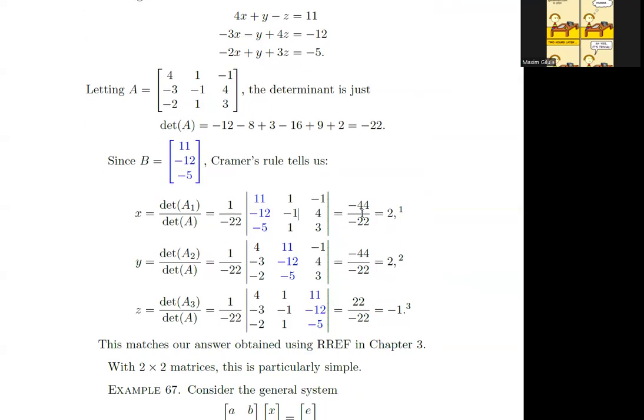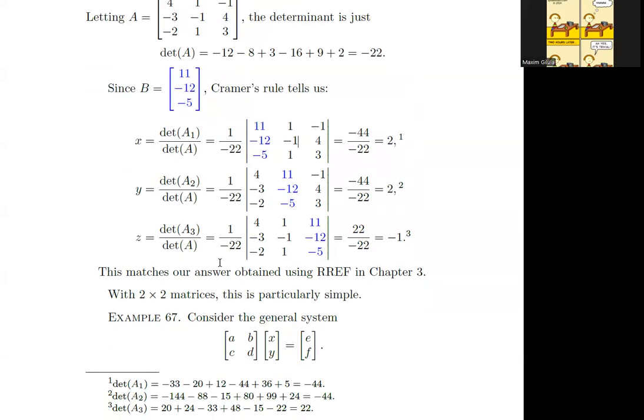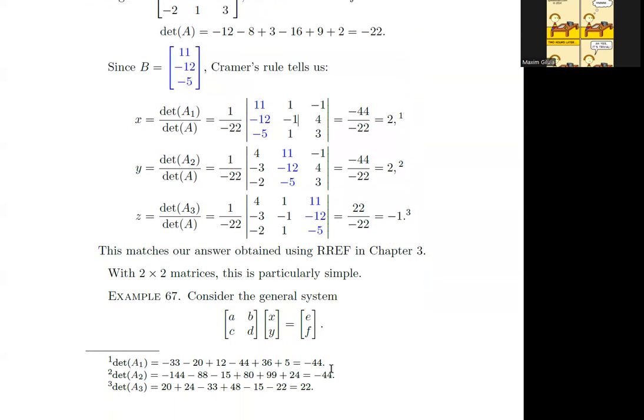If you compute this, you get minus 44. So you get 2. And this is a footnote that I'll mention later. For y, it's 1 over minus 22. We replace the second column with b and compute the determinant. We also get 2. And the determinant of A3 is going to be, you replace the third column with b and take the determinant, you get minus 1. And the computations are here if you are curious how to add those numbers. And this matches the solution we got in chapter 3 using row echelon form. The solution was 2, 2, minus 1 for x, y, z.